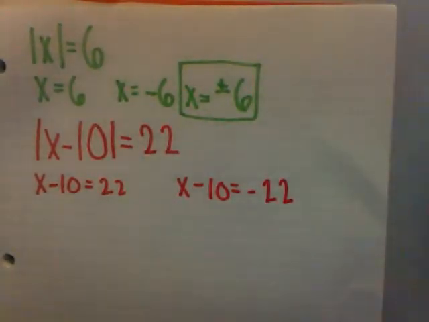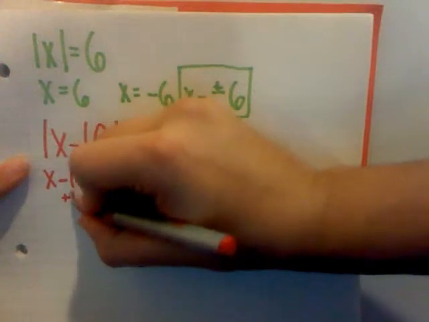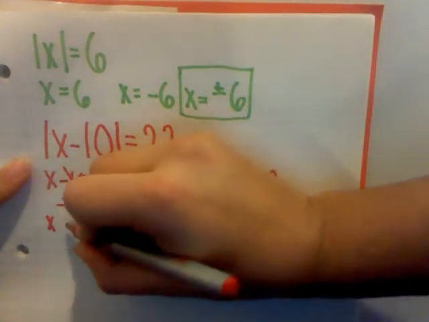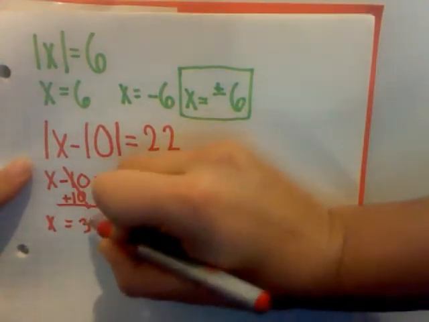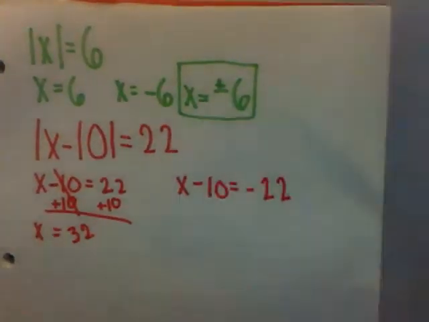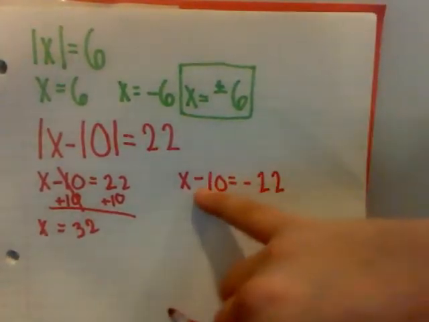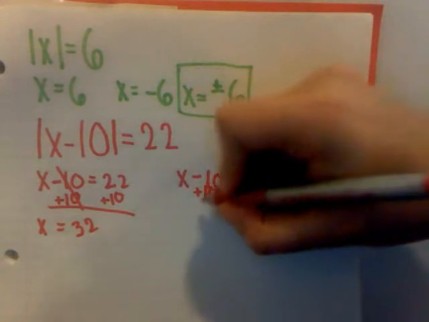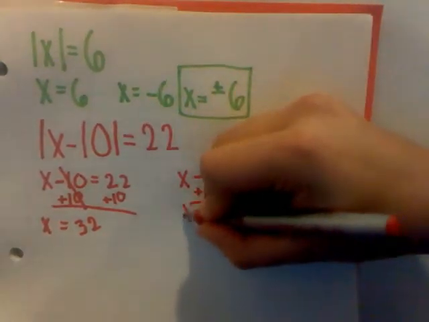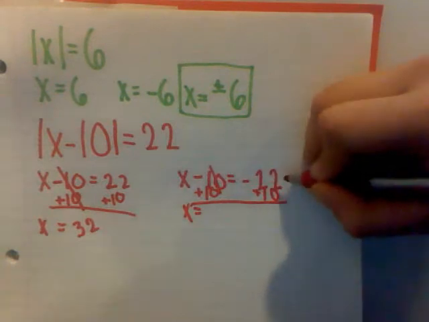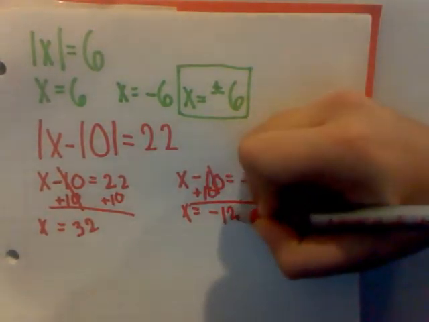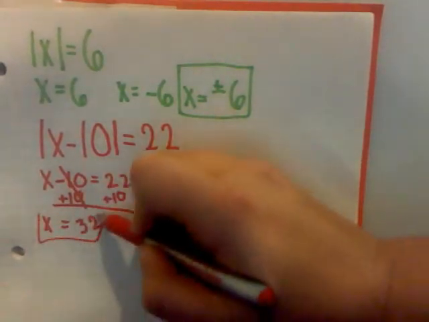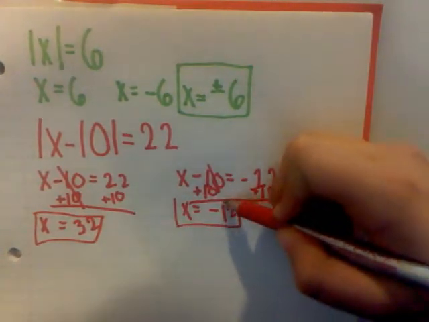Remember, we want to isolate our x, so we're going to add 10 to both sides. That cancels out. We are left with x equals 32. That's one of our answers. And then let's go to this one. We're going to add 10 again, isolate our x. Cancels. X equals negative 12, I believe. Yeah. Alright, so that is our answers. X equals 32 and x equals negative 12.